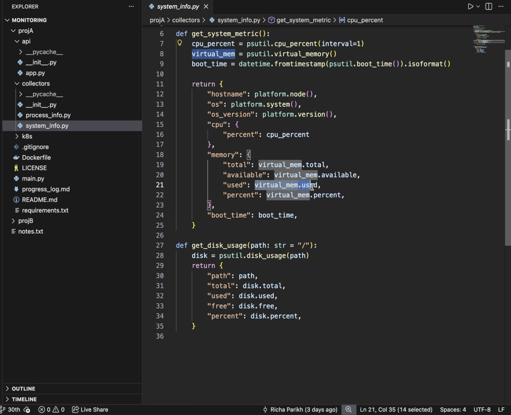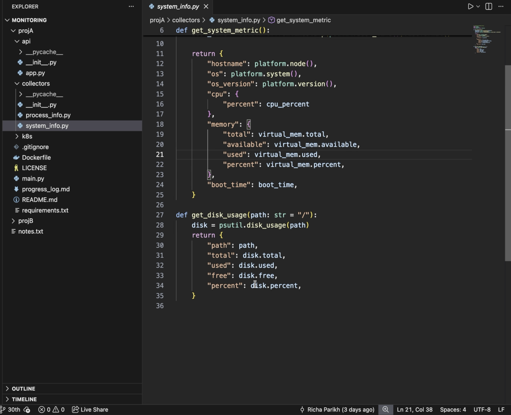So this is how we can check the total memory, available memory, used memory, and memory percentage. And lastly, disk usage shows us how much storage is consumed. Disk issues are critical because once the disk is full, the application can fail.